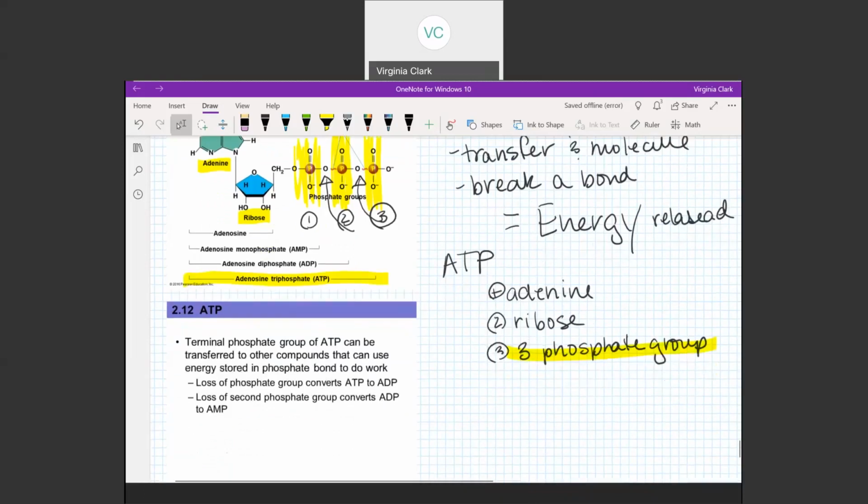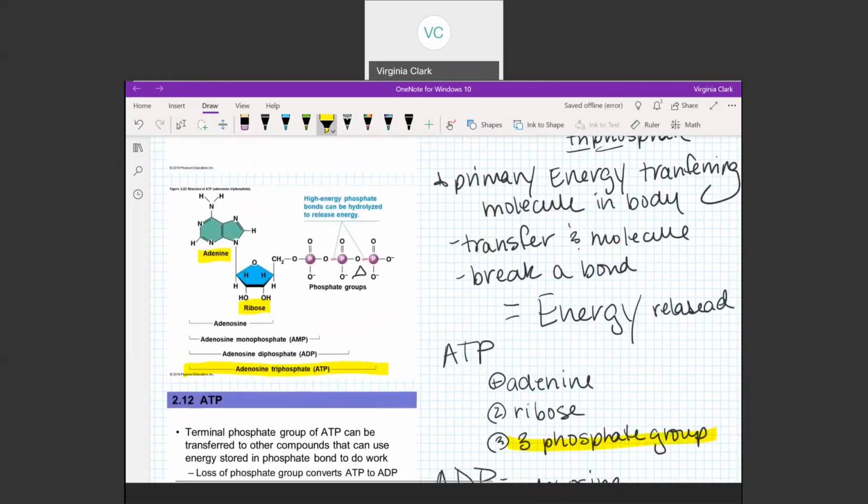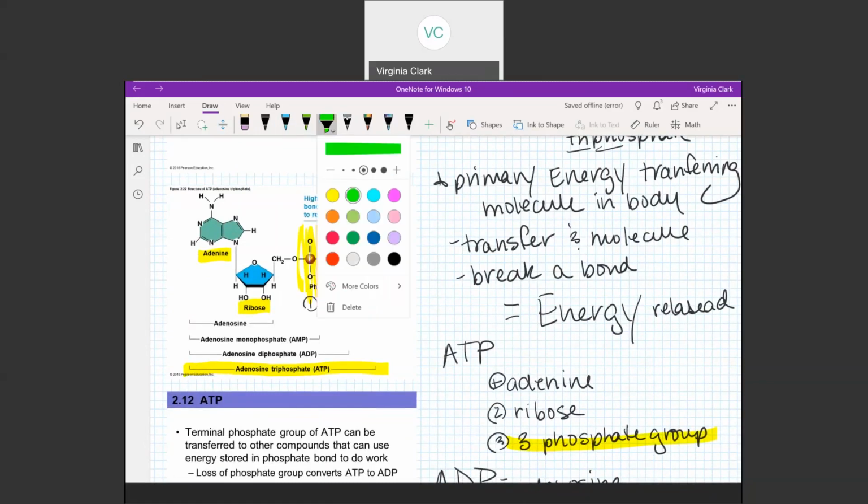But you can also have something called ADP, and that's going to be adenosine diphosphate. And with adenosine diphosphate, you have essentially taken these and recolored them 1, 2, 3. And what you've done is you have broken this bond. If you break this bond, you're going to have a phosphate group pop off, and you're only going to have 1, 2. That will give you adenosine diphosphate, which is this guy.